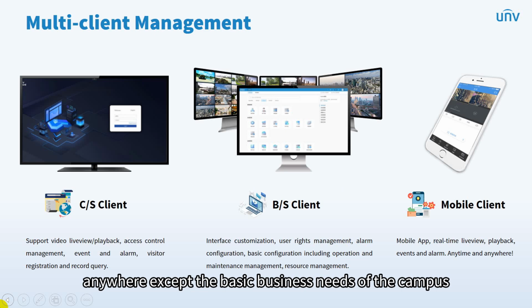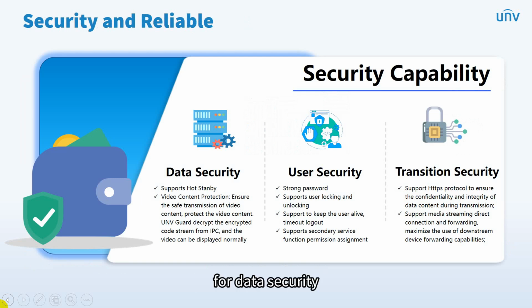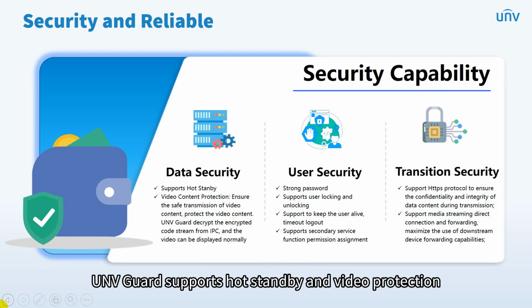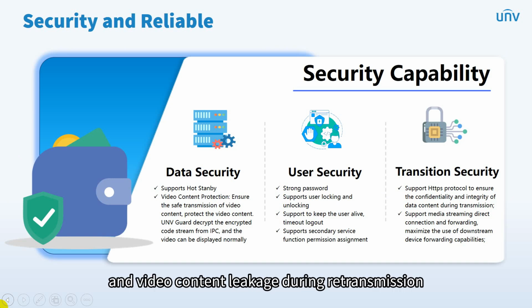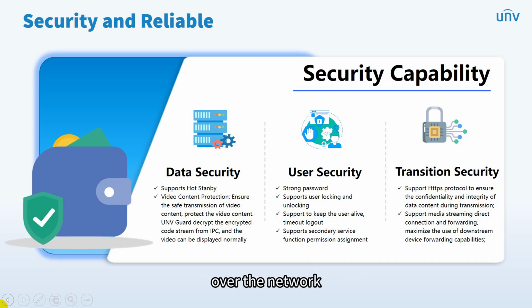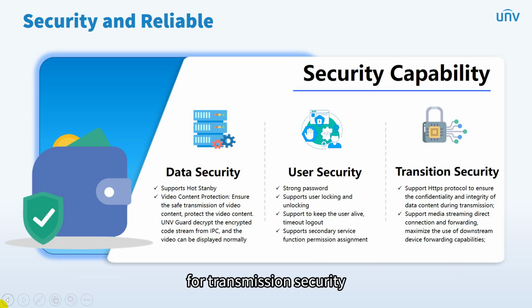Except the basic business needs of the campus, UNV Guard will also consider the security aspects of use. For data security, UNV Guard supports hot standby and video protection, which supports light scrambling of bitrate streams to prevent packet capture and video content leakage during retransmission over the network. For user security, UNV Guard supports strong password setting requirements and user timeout lockout. For transmission security, the HTTPS protocol is supported to ensure the confidentiality and integrity of the data content during transmission. And media streaming, direct connection, and forwarding are supported to maximize the use of downstream device forwarding capabilities.